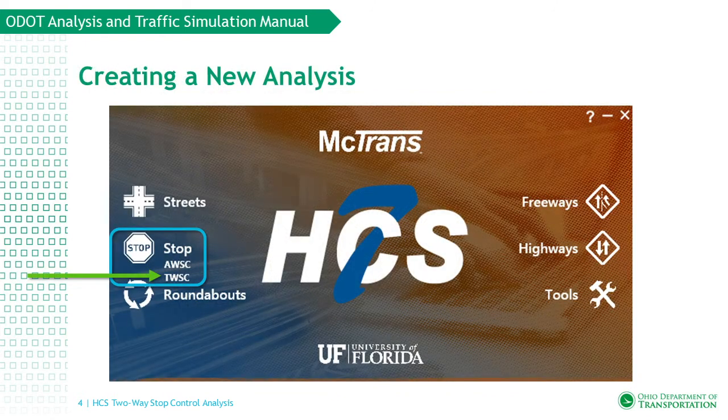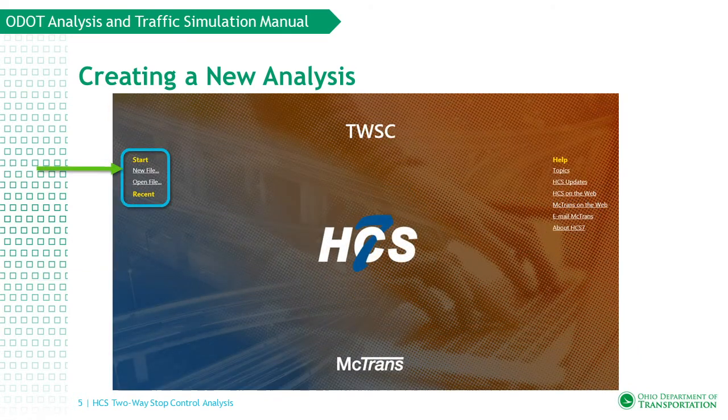After opening HCS, click the Stop header. Two more options will drop down: All-Way Stop Control and Two-Way Stop Control. Click on Two-Way Stop Control. Then this screen will open. Under the Start header, click on New File. This process may also be used to open recent files, which will be listed under the Recent header, or open other files by clicking on Open File under the Start header.